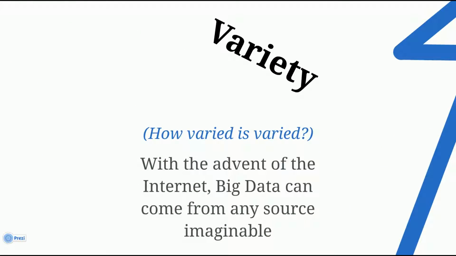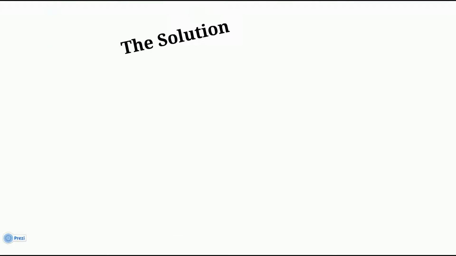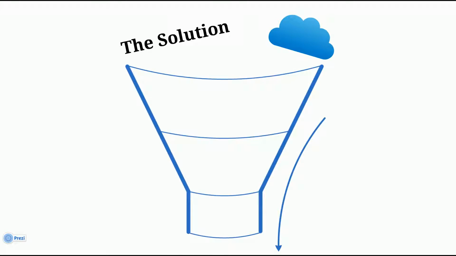Data variety describes how many different formats your data comes in. If you're gathering data from the internet, your imagination is the limit. Our solution is to implement an existing machine learning technique in a cloud environment. The key to our solution is leveraging the MapReduce framework to achieve fast algorithm runtimes on large input datasets.